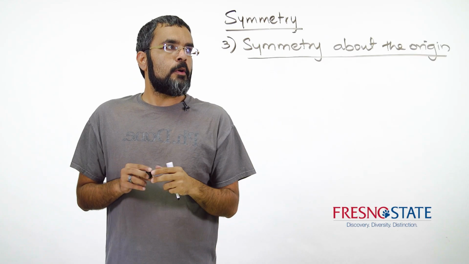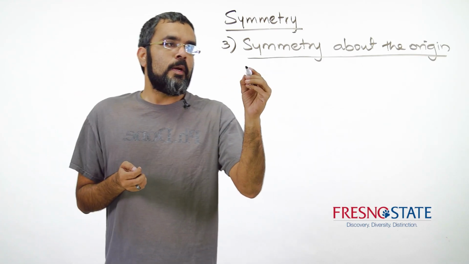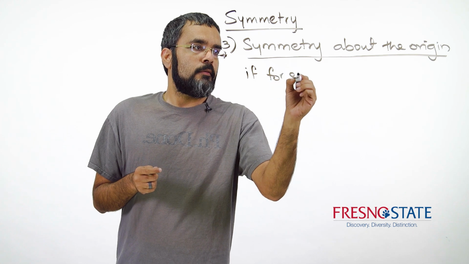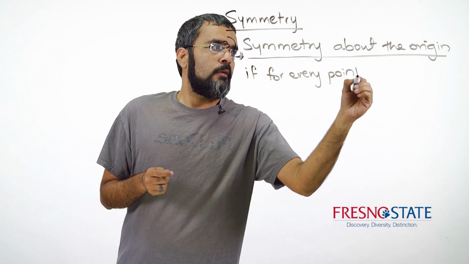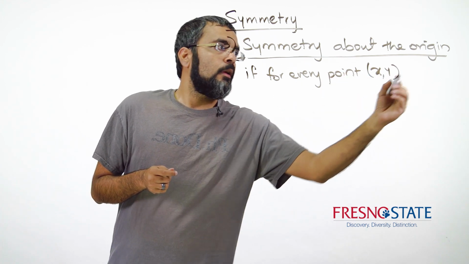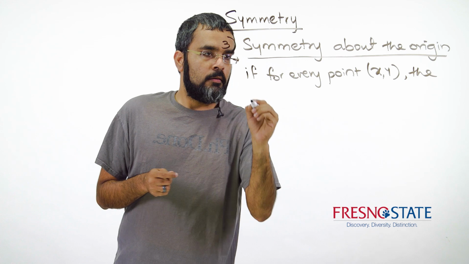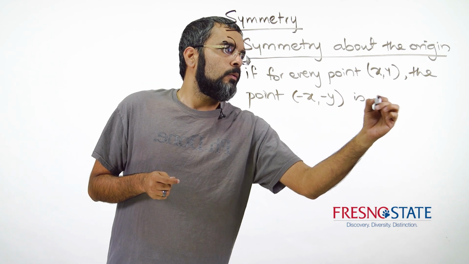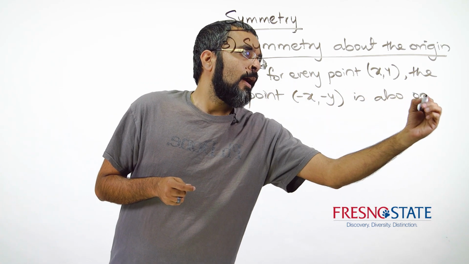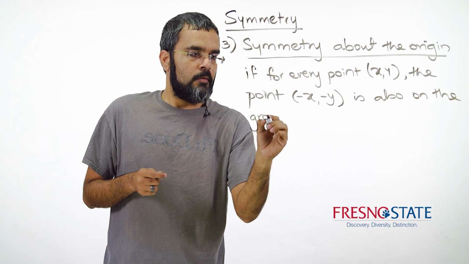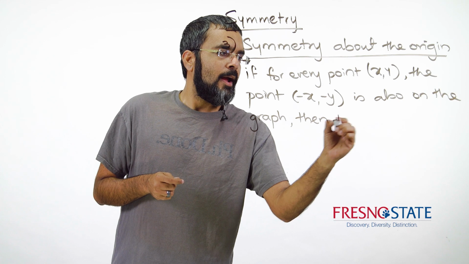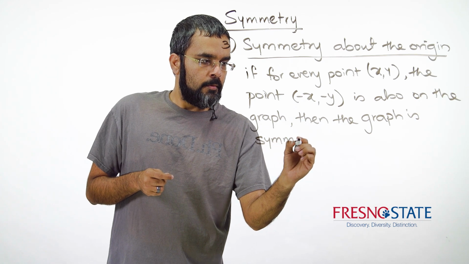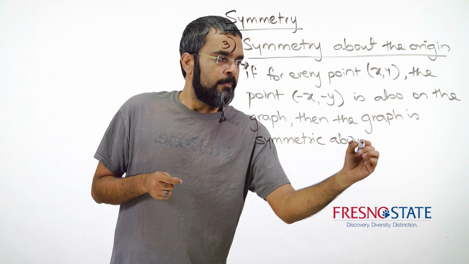Okay, so then the third symmetry that we're going to talk about is symmetry about the origin. Now, we say that a function or a graph is symmetric about the origin if for every point (x, y), the point (-x, -y) is also on the graph, then the graph is symmetric about the origin.